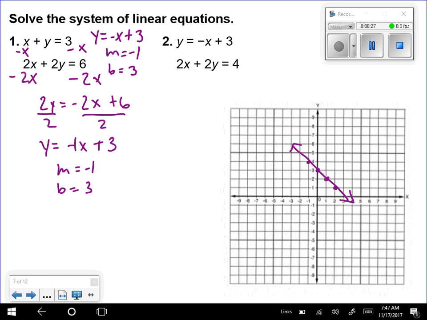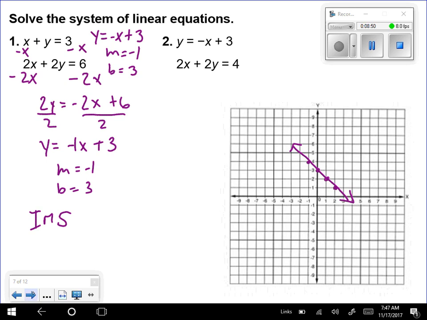I want you to try number 2, okay? Obviously, with this one, since they are the same graph, our answer would be infinitely many solutions. Try number 2. I would like to see it. Obviously, you already have this first one in y equals mx plus b. And then the second one, you need to work to get there, okay? Graph them and give an answer.